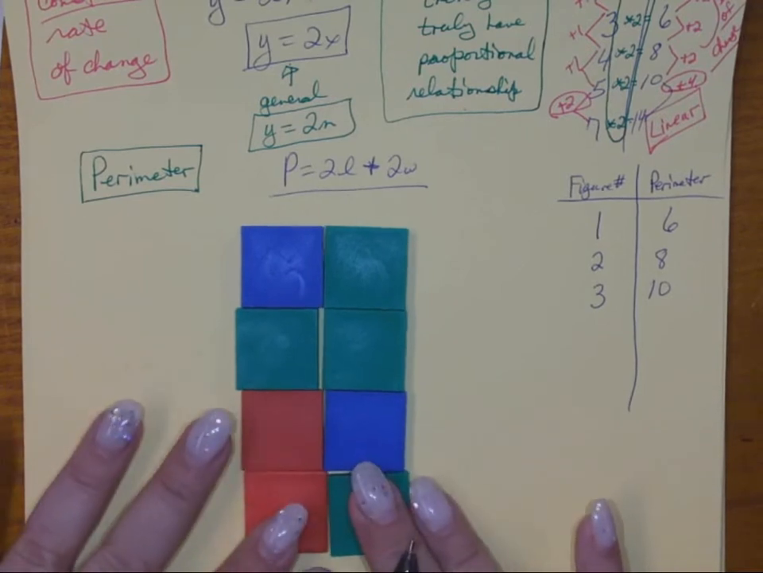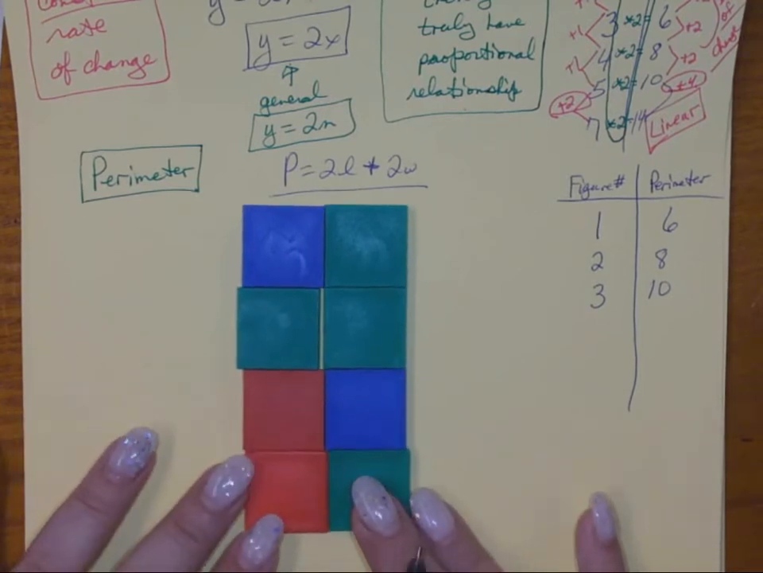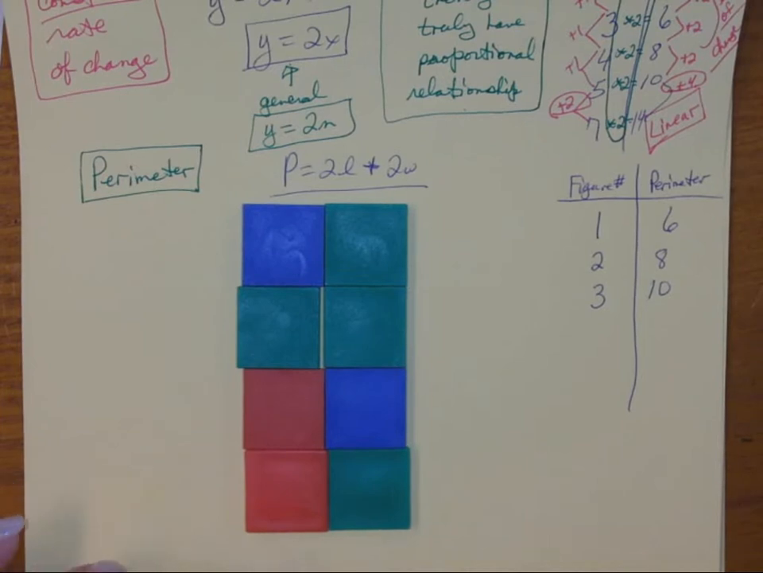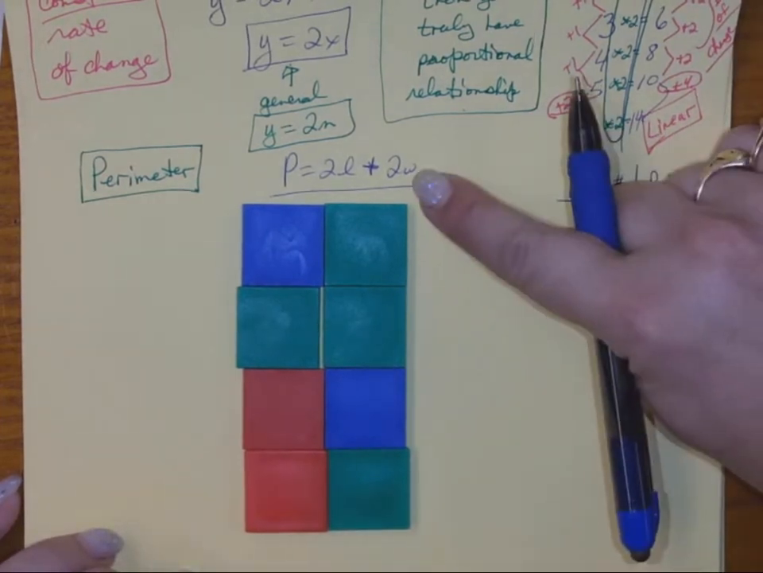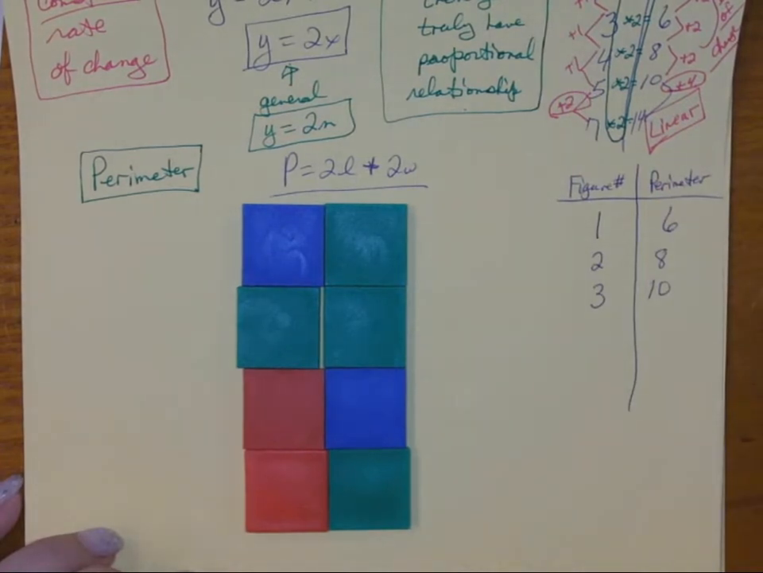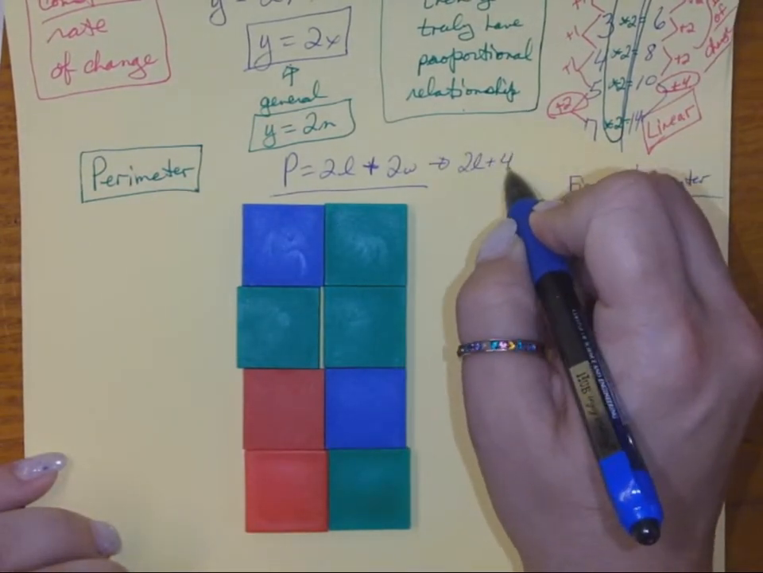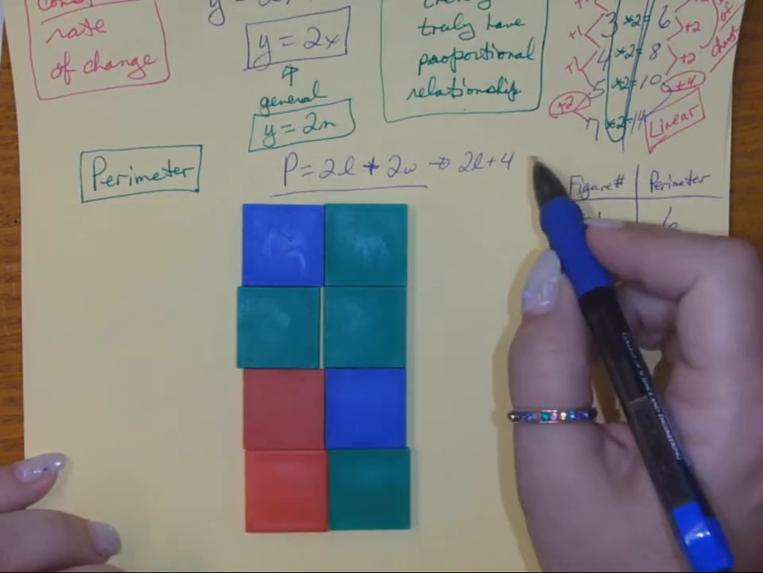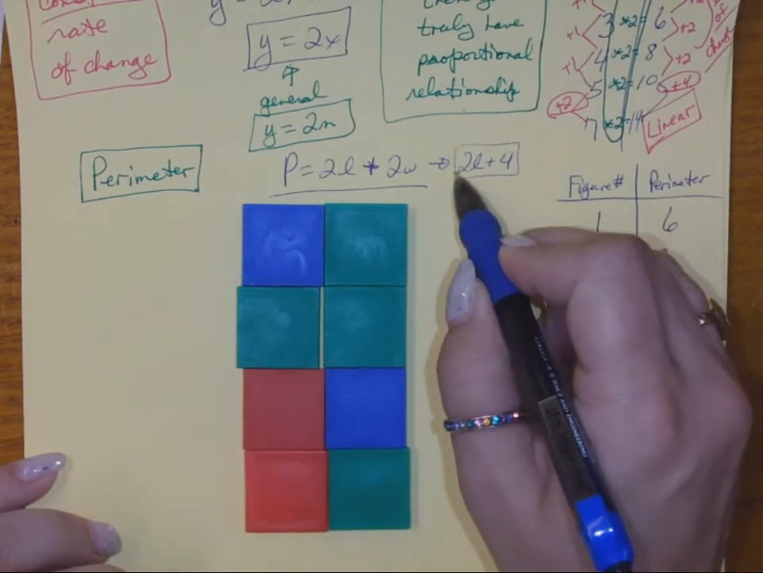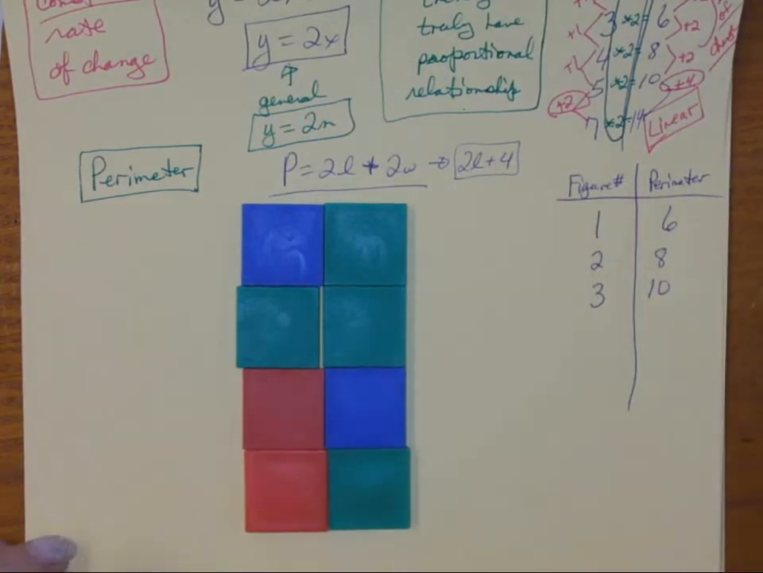Unfortunately, that requires me to have 2 different variables. But we know that our width here is what? Staying constant at 2, so you could substitute in there, and I'm thinking you'll get 2L plus 4, right? Because we know our width is 2 on all of these guys.